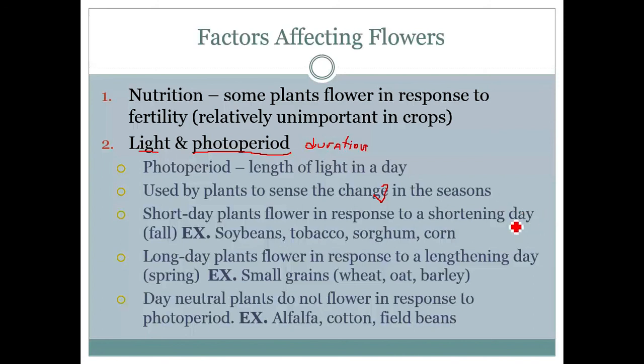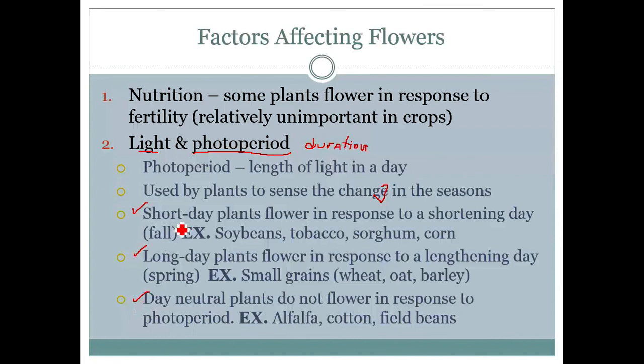So we can divide plants up into three basic types: those that flower in response to shortening days, the short day plants; those that flower in response to lengthening days, the long day plants; and those that don't have a day length response. It doesn't matter to them what the day length is as long as they're getting some light. These are day neutral plants.